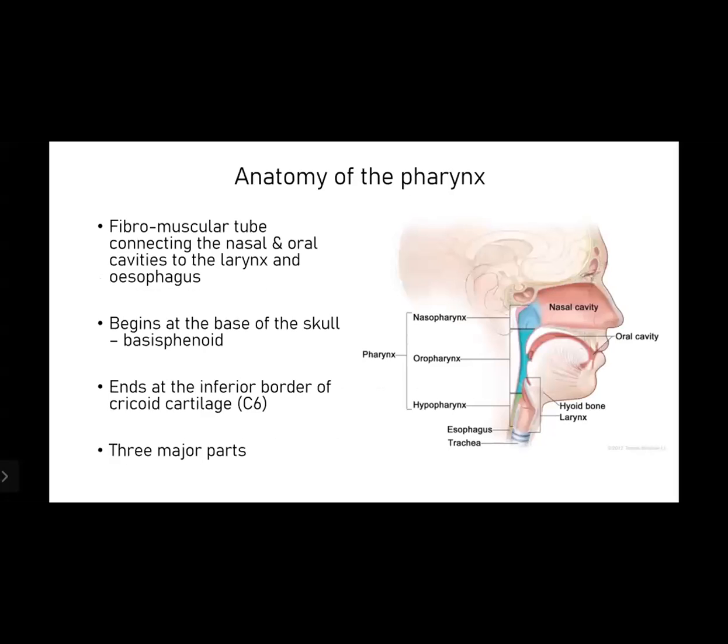So basically, if you look at the pharynx, it can be described as a fibromuscular tube connecting the nasal and oral cavities to the larynx and the esophagus. It generally begins at the base of the skull, which is the area of the base sphenoid. Can you see the pointer there? That's a sphenoid bone, and what you see above that is the sella turcica. So that is where the pharynx begins. Then it extends all the way downwards, and it ends at the inferior border of the cricoid cartilage, which is at the level of the sixth cervical vertebra.